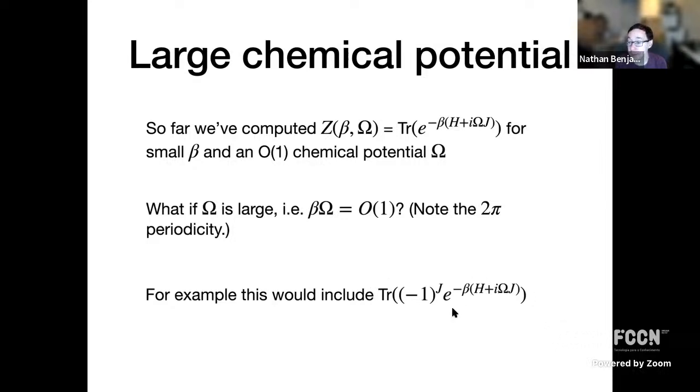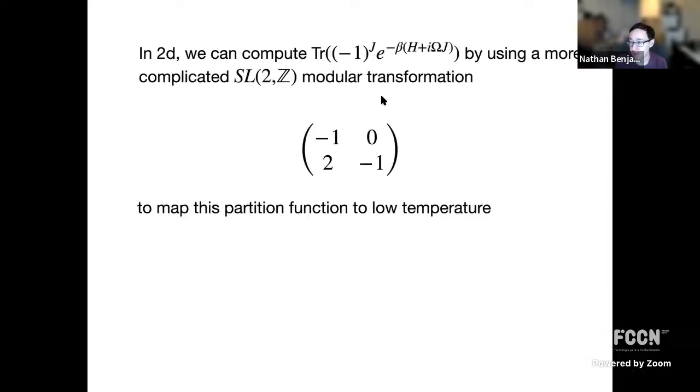Okay, so in 2 dimensions, of course, we computed this like we did in the beginning of the talk. At high temperature, so small beta, we can compute this using a more complicated SL2Z modular transform. If you use this more complicated modular transform, you'll map this to the vacuum state again, and the vacuum state has a universal Casimir energy, and you'll be able to answer this question.